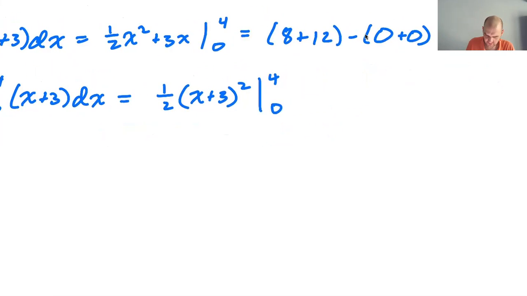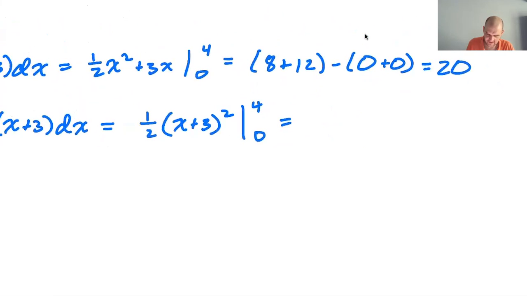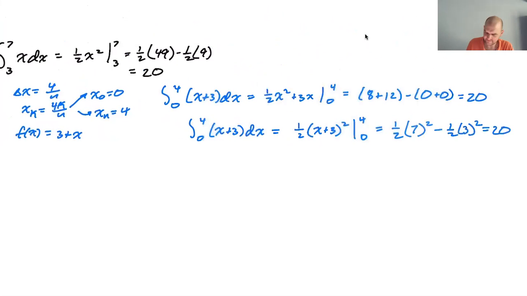Doing it this way is really nice. I think it's a little easier. 7 squared minus 1/2, 3 squared. I mean, no matter how you do it, you're getting 20. I think it's weird that some people look at this problem and do it one way and others look at it another. Why does it work?